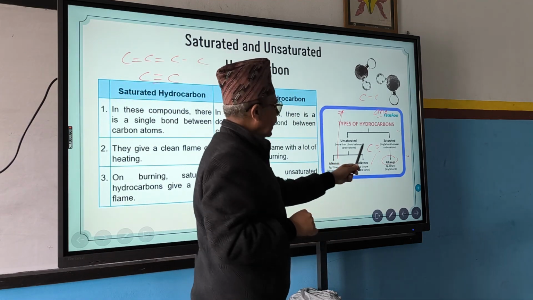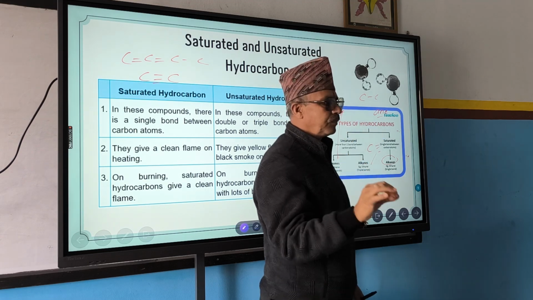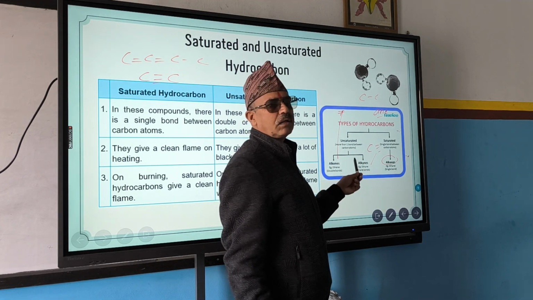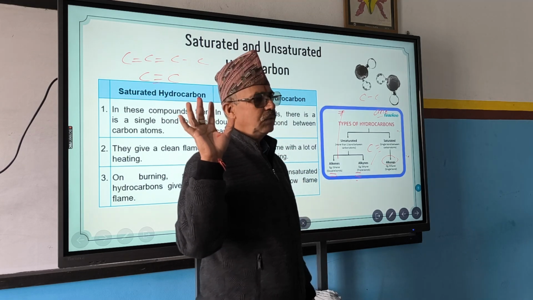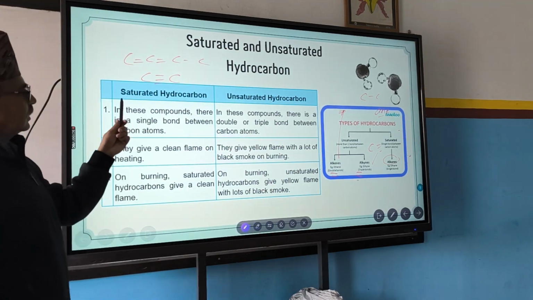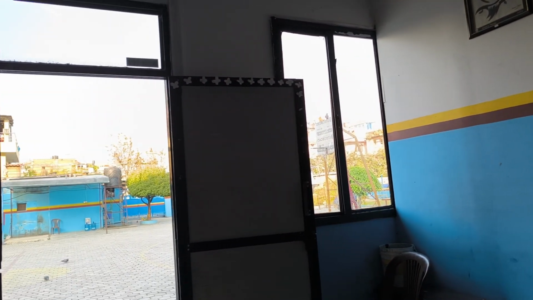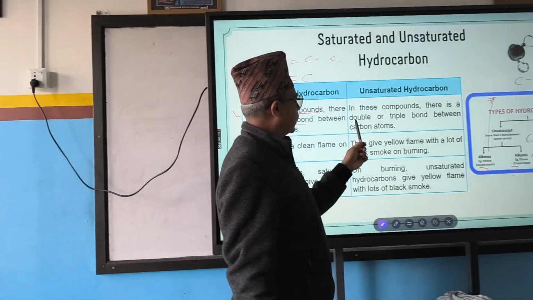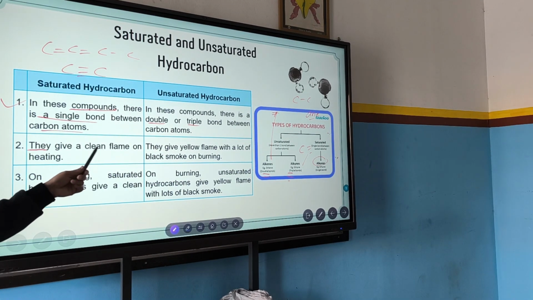So, children, alkanes are saturated hydrocarbons because the carbon atoms are linked by single covalent bond. Alkenes and alkynes are unsaturated hydrocarbons because the carbon atoms are linked by either double or triple covalent bond. That is the concept. Is it okay? Now, what are we going to discuss? Differences between saturated hydrocarbon and unsaturated hydrocarbon. In saturated compounds, there is a single bond between carbon atoms. In unsaturated compounds, there is a double or triple bond between carbon atoms. And saturated ones give a clean flame.